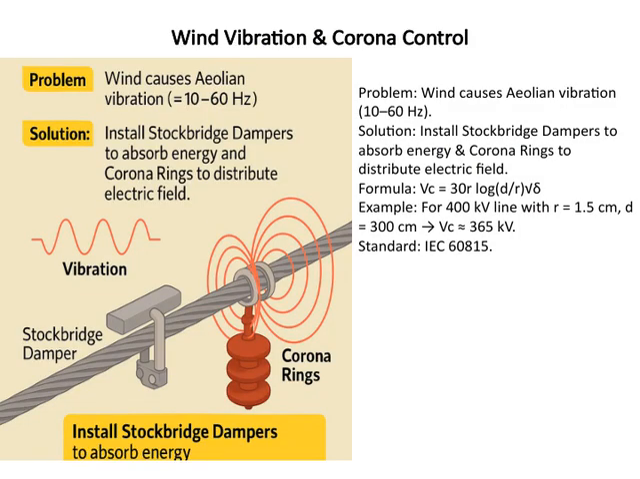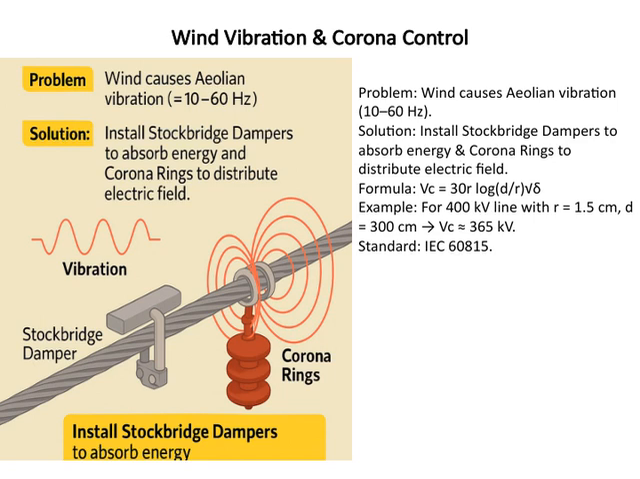Let's talk about wind vibration and corona control. One of the main issues here is that wind can cause Aeolian vibration, which typically occurs in the 10 to 60 Hz range. This vibration can lead to mechanical fatigue and damage over time, so managing it is crucial for line integrity. To address this, we install Stockbridge dampers.